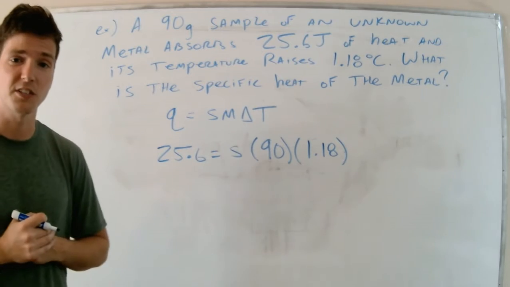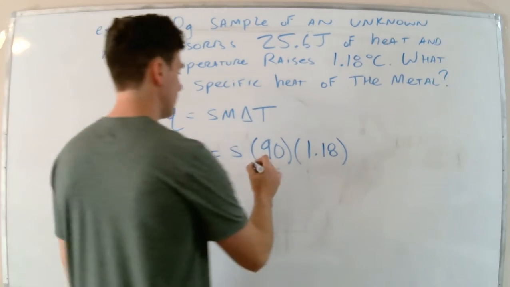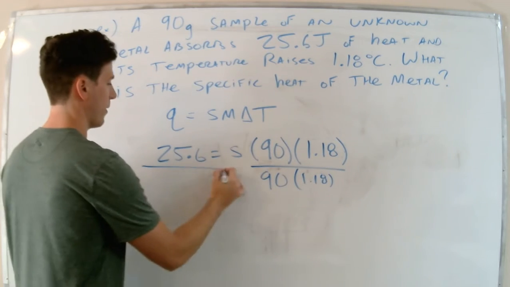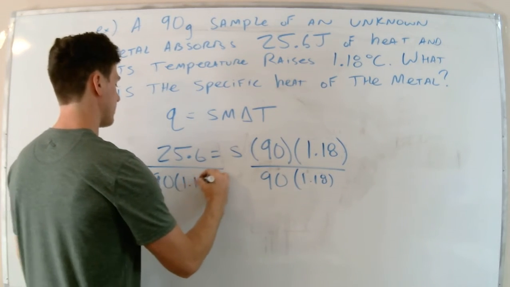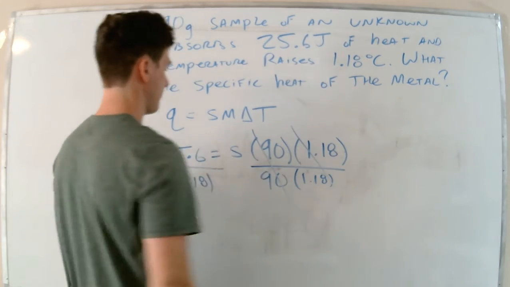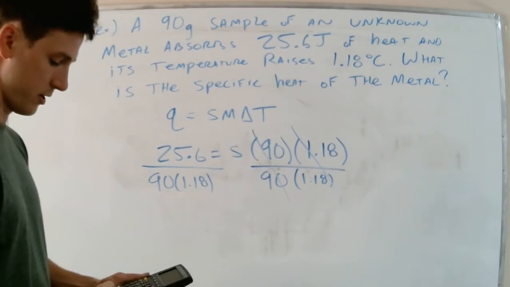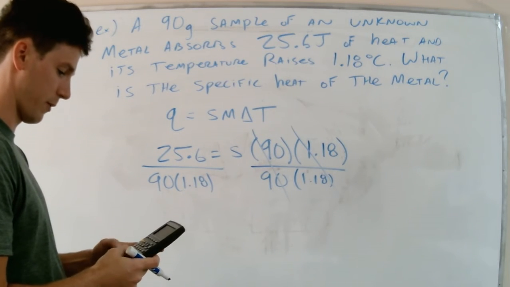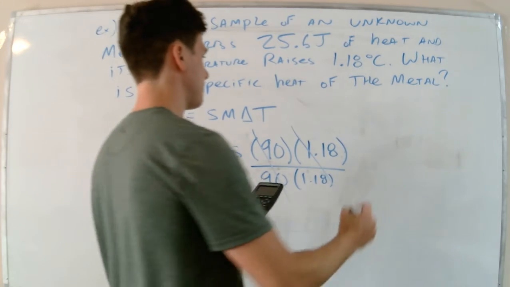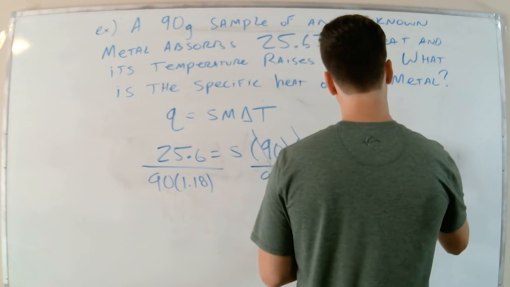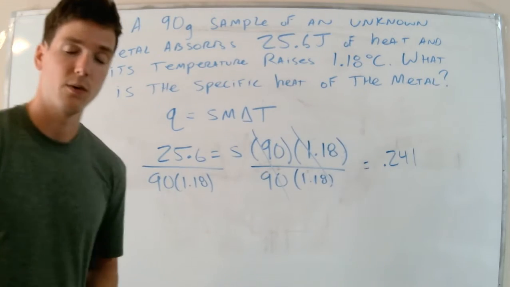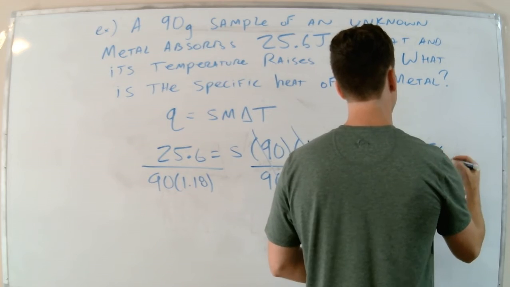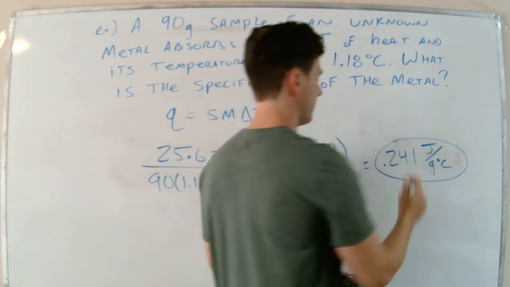So now all we got to do is get specific heat by itself. Well, that's pretty easy. We just divide by 90 and 1.18 on both sides. That way, specific heat gets by itself. So let's go ahead and take 25.6 divided by, in parentheses, 90 times 1.18. And we get a specific heat of 0.241, which means it takes 0.241 joules to raise 1 gram of the metal 1 degree Celsius.